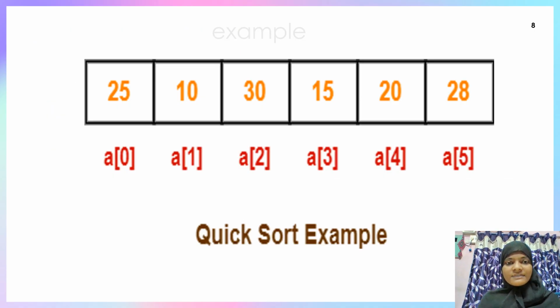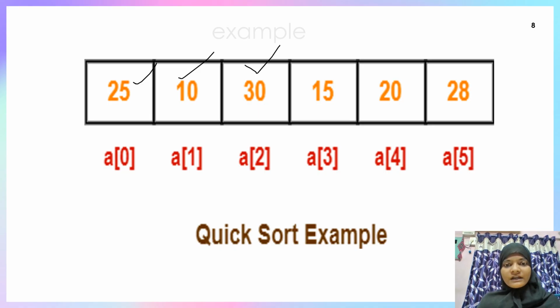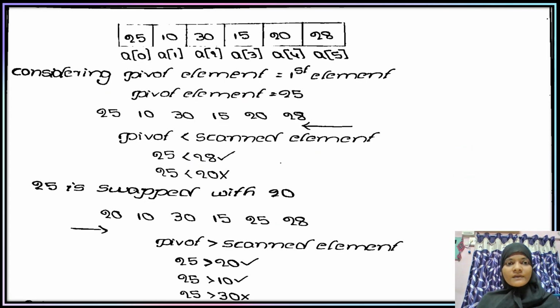Let us consider an example. Here is an array of size 6 and the elements are 25, 10, 30, 15, 20 and 28. Here I am considering the pivot element as 25, which is the first element.